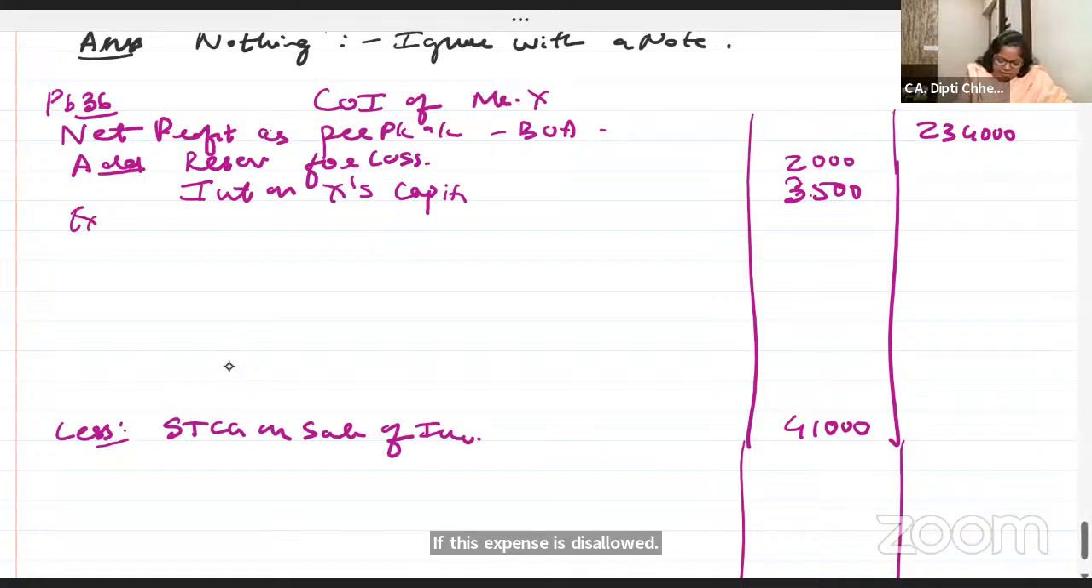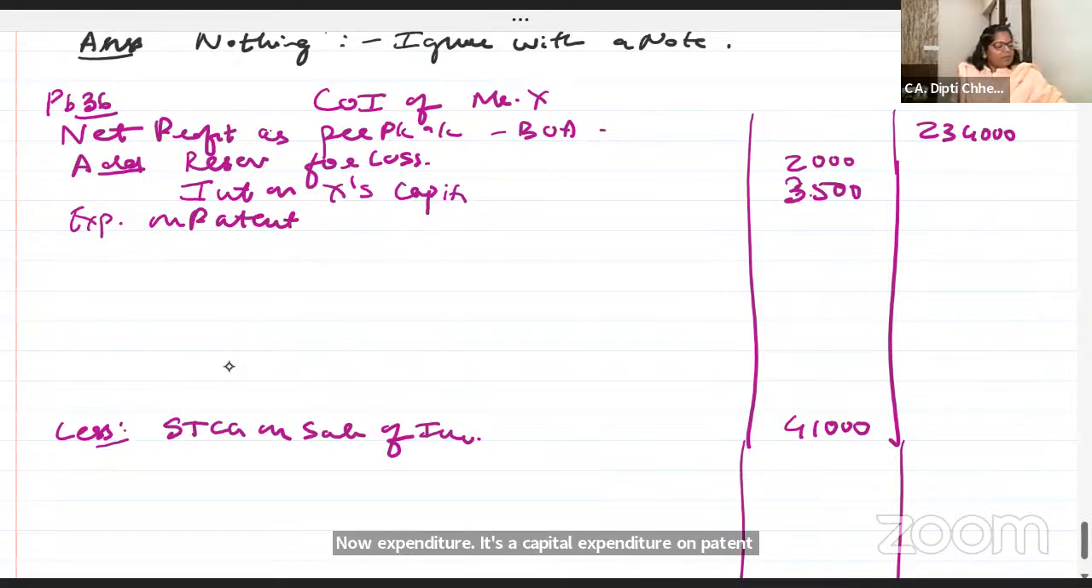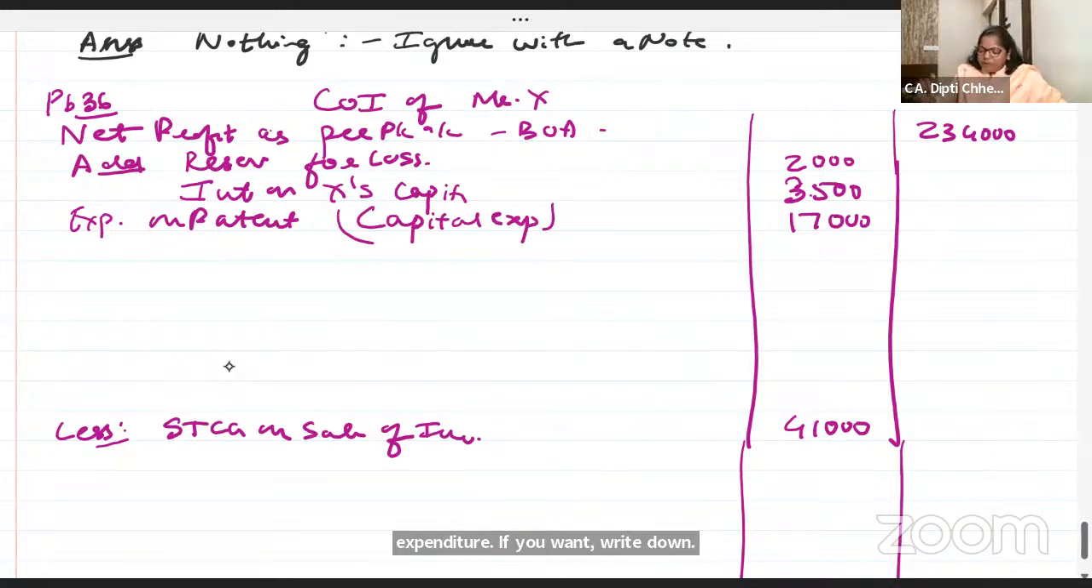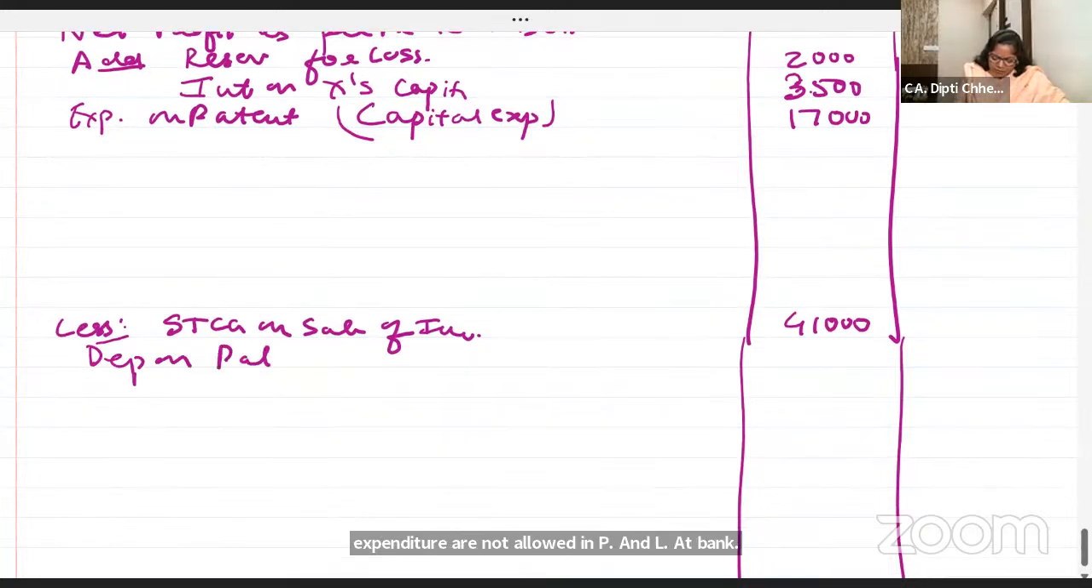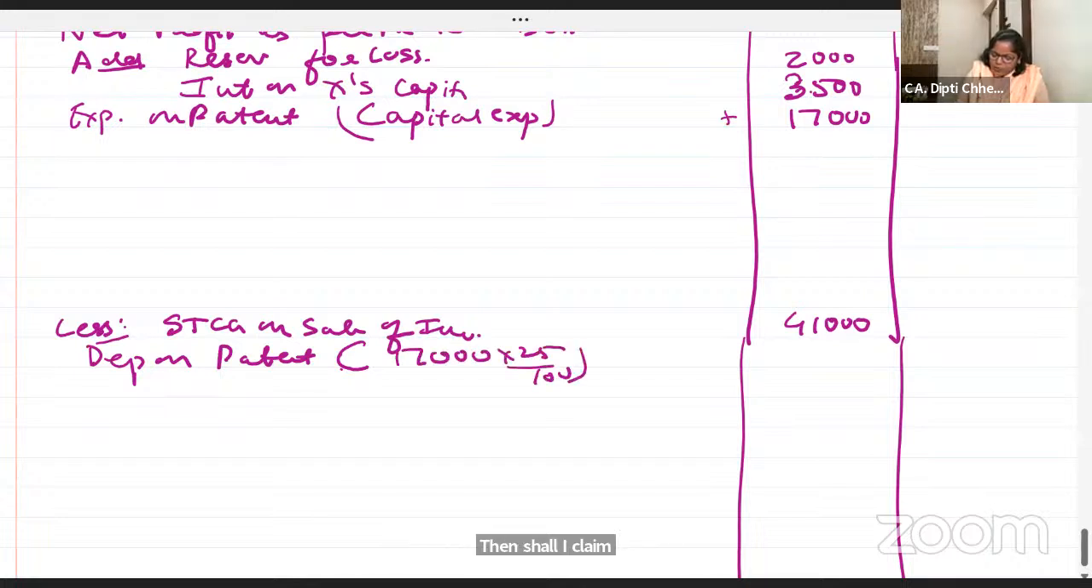Now expenditure. It's a capital expenditure on patent. The patent which you have purchased in June 23, change it to 23. It's a capital expenditure. If you want, write down: capital expenditure is not allowed in P&L. Add back. But now, can I claim depreciation on the patent? It's a capital expenditure, so it should have been capitalized in books. But if I correctly add back, then shall I claim 17,000 at 25%?